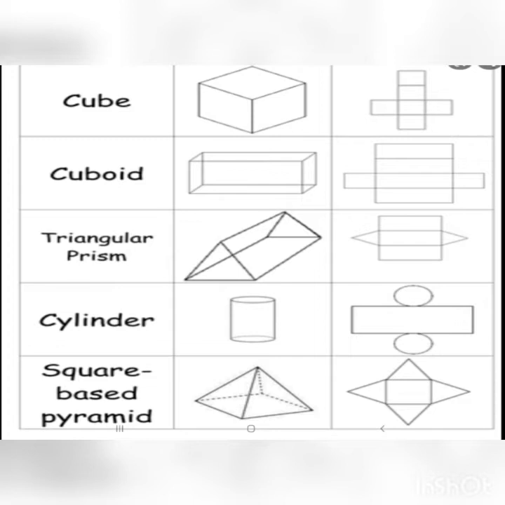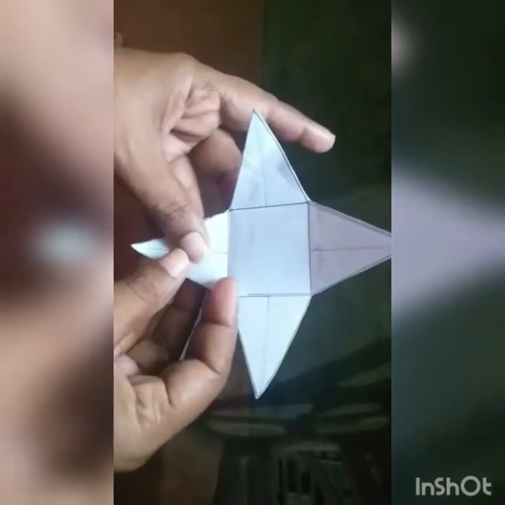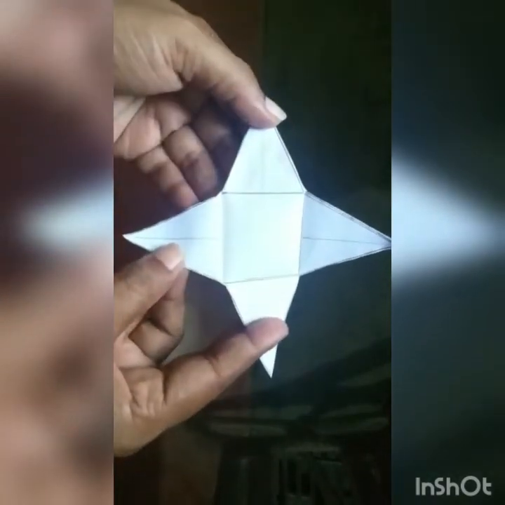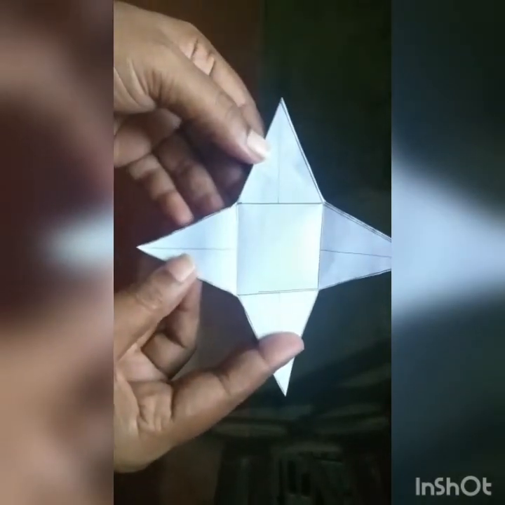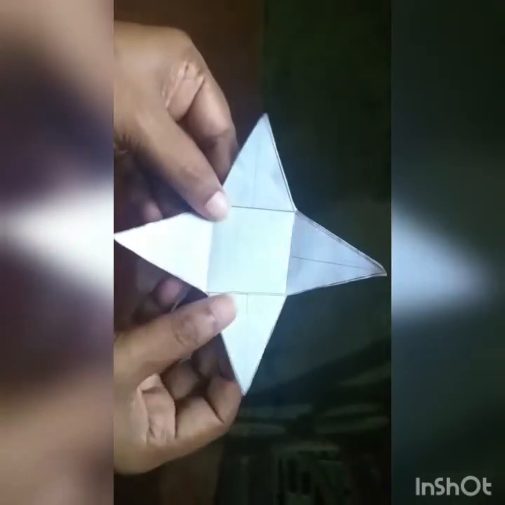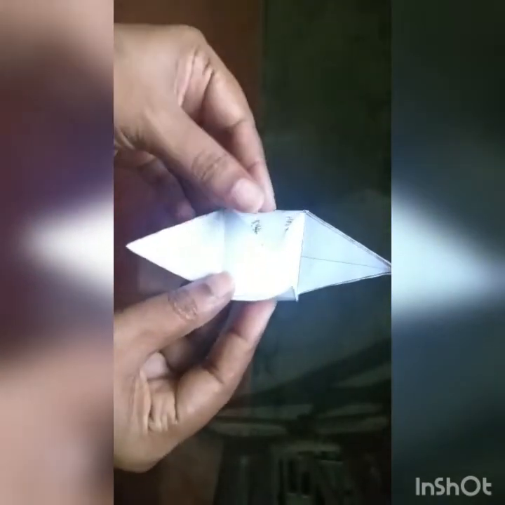One model of net folding into a solid I will show you now. You can see it. That means I am going to make a square based pyramid. I will first show you the net, then how I am folding it and how I am getting the solid square based pyramid. Watch it now. So this is a net for making a square pyramid. How can I make it into a square pyramid? Folding on all the sides.